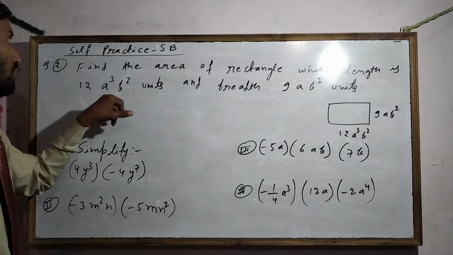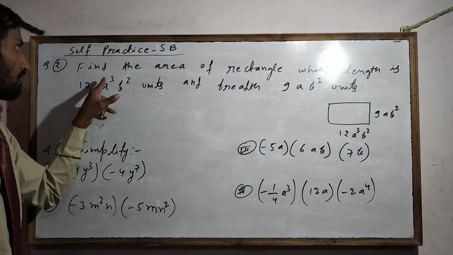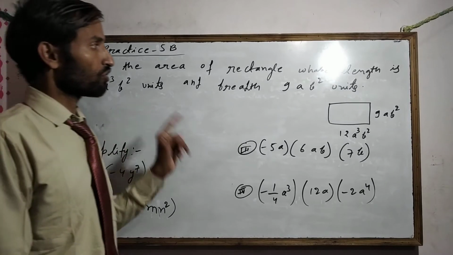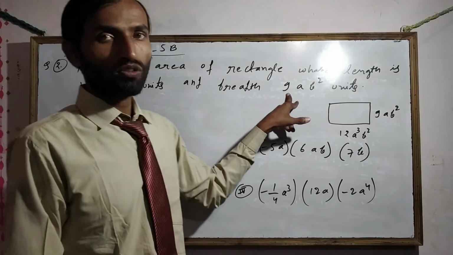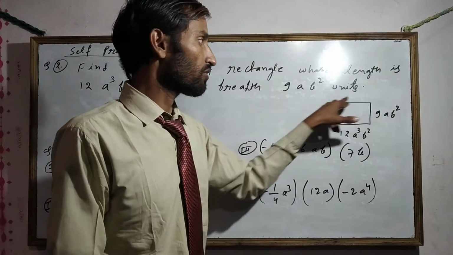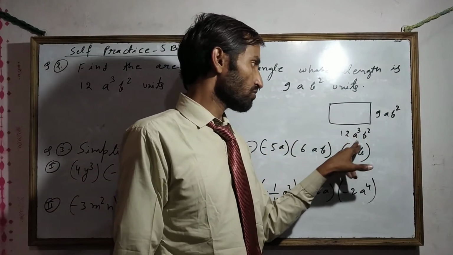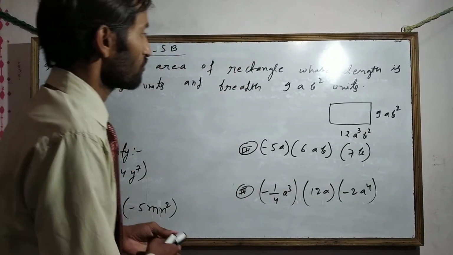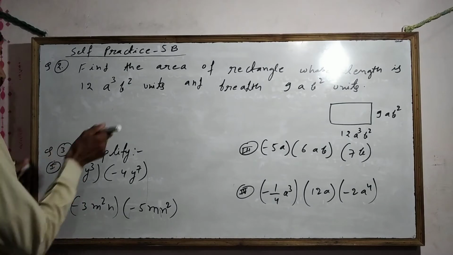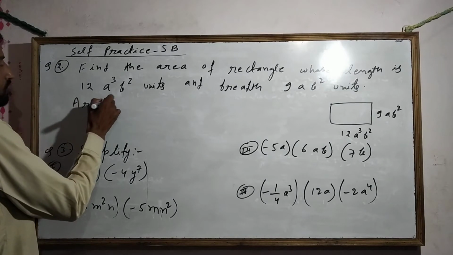Here two types of variable are given, a and b, but the power is different, and here one number is also there, that is called coefficient, and in breadth also 9a b square. It's the same I have written in the diagram also. This one is a rectangle, length is this one and breadth is this one. So we have to find the area of the rectangle. So in the area of the rectangle formula you have to write length into breadth.